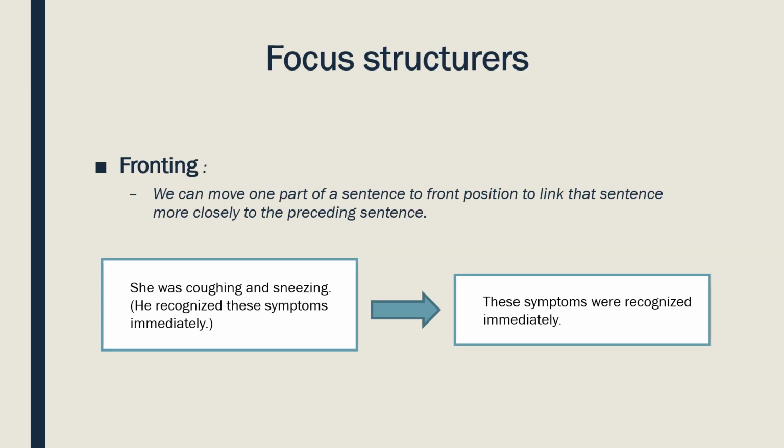Focus structures. We will start with fronting. We use fronting to focus on one part of the sentence. So, we can move one part of the sentence to a front position to link that sentence more closely to the preceding sentence. Like in the example, she was coughing and sneezing. He recognized these symptoms immediately. These symptoms he recognized immediately. So we are focusing on the symptoms that she had.